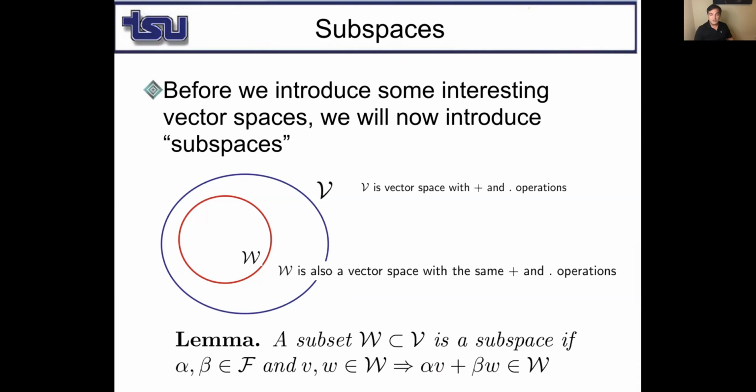Or you can do it individually. Pick v and w. If you add them up, v plus w, and if v plus w is in the set W, then it is closed with respect to vector addition. And then get any scalar alpha and any vector v. If alpha v is also in W, that means it is also closed with respect to scalar multiplication. Okay.